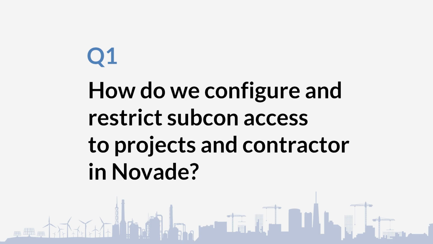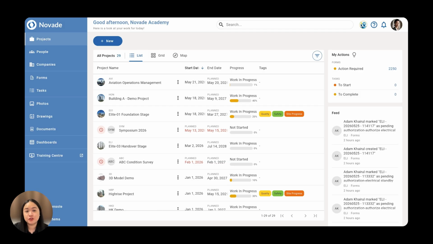How do we configure and restrict subcon access to projects and contractor? In Novade, permissions are managed using groups. And for this, you can use restrict access to assigned company and projects. This is accessible when you have the premium plan. This limits a user's visibility to only the projects they're assigned to and only the data belonging to their own company. This is ideal for subcontractors.